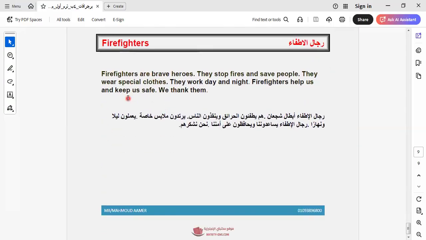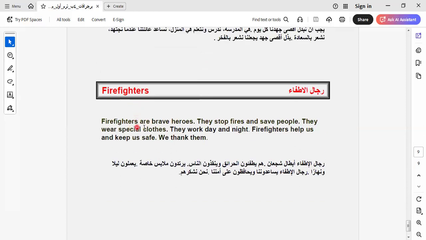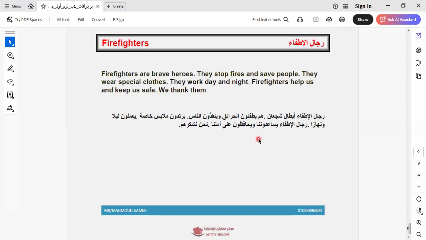Here is the job about firefighters. Let's read it together. Firefighters, not fire. I'm sorry. Firefighters are brave heroes. Why? Because they deal with what? With fire. They stop fires and save people. They wear special clothes. They work day and night. Firefighters help us and keep us safe because they fight the fire. We thank them. Okay, with this topic, we end our video.